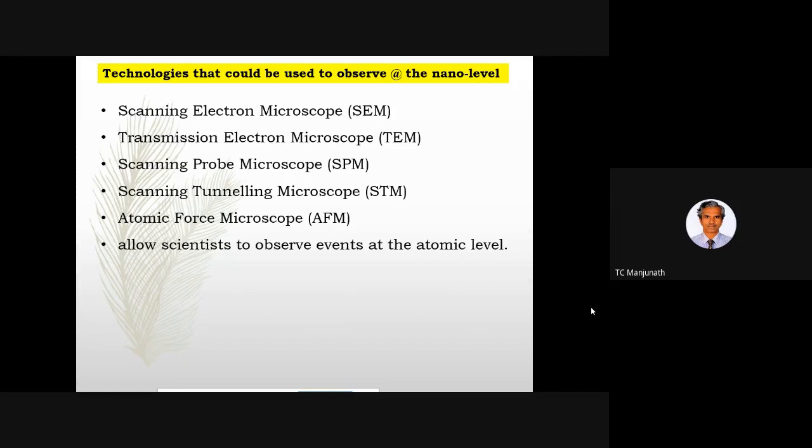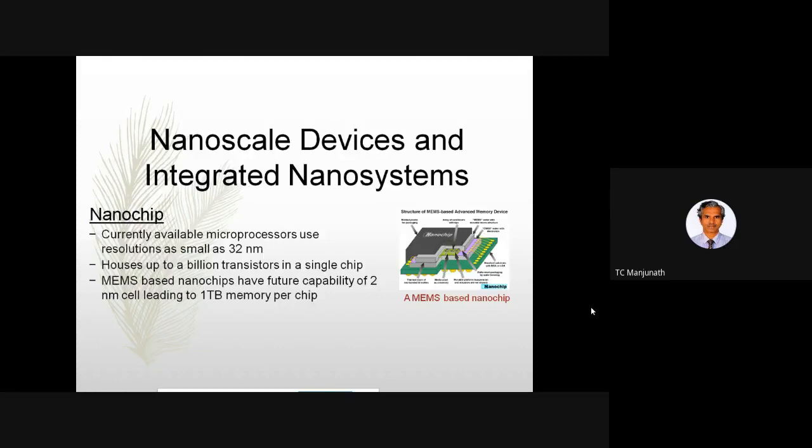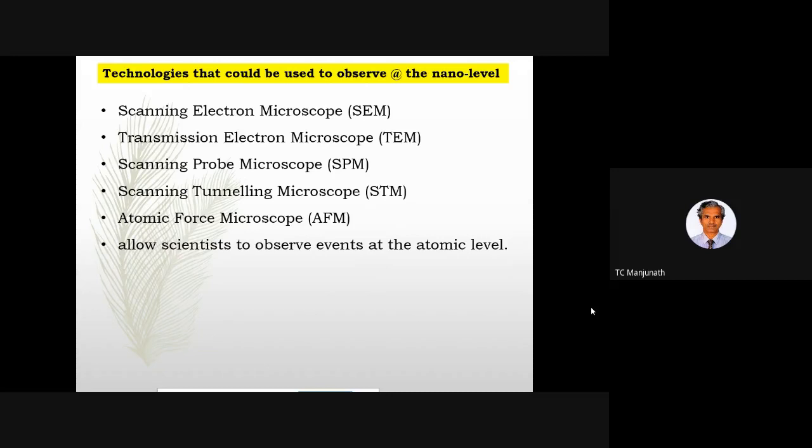You have to take it up to the TTL logic level. A lot of amplification is needed. So in order to see how they behave, you can make use of these devices. One best device is the atomic force microscope, which allows nano engineers to observe the events at the nano atomic level, that is the movement, how a particular particle is moving in a fluid or in a medical device or in a pill, etc.